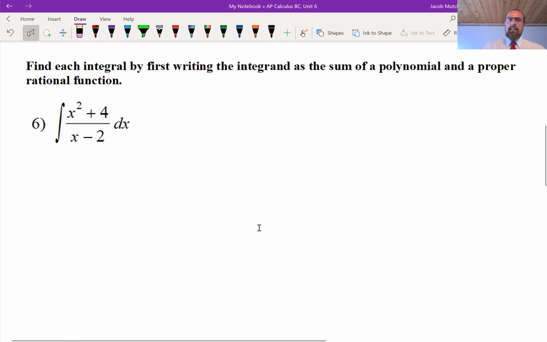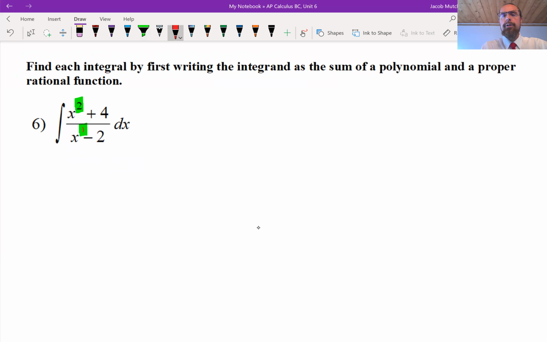So on our second example here, number 6, I actually want to do that same process and then integrate from there. So again, I've got the integration of x squared plus 4 divided by x minus 2. And the telltale sign that I need to run polynomial long division is that my high power in the numerator, 2, is bigger than the high power in the denominator, 1. So anytime you've got the high power in the numerator, you want to do this polynomial long division.